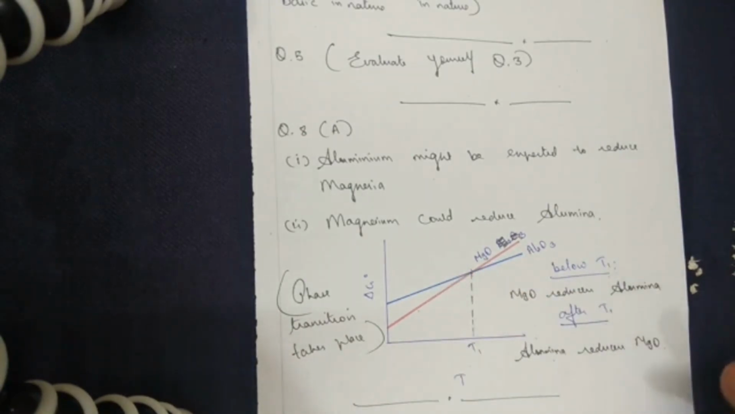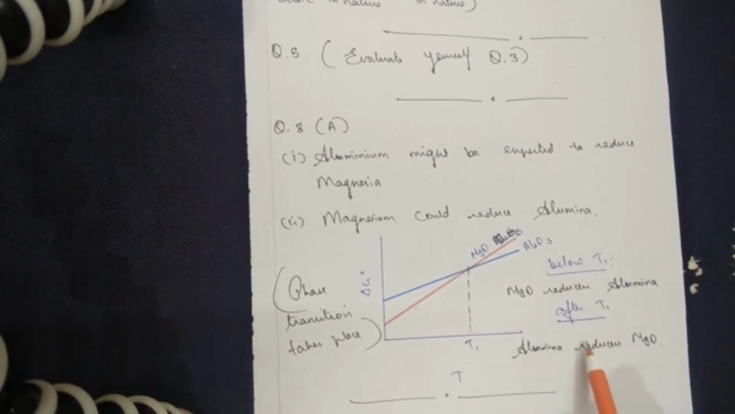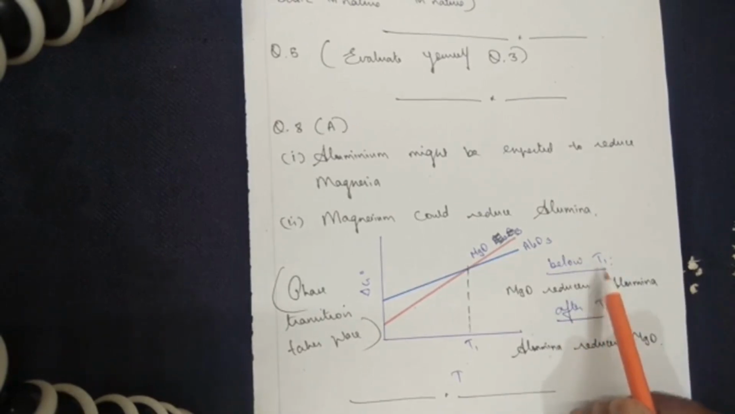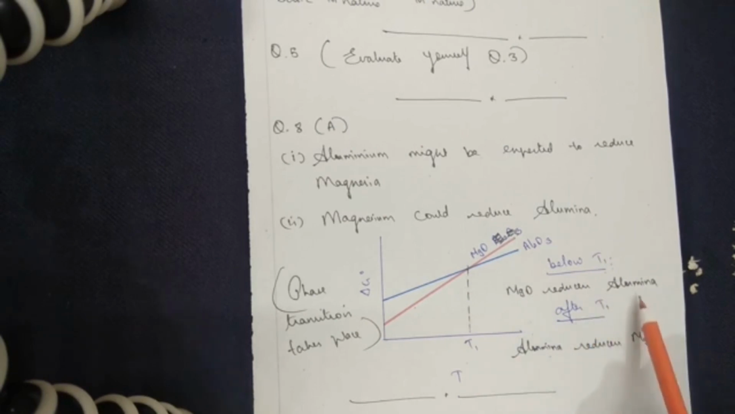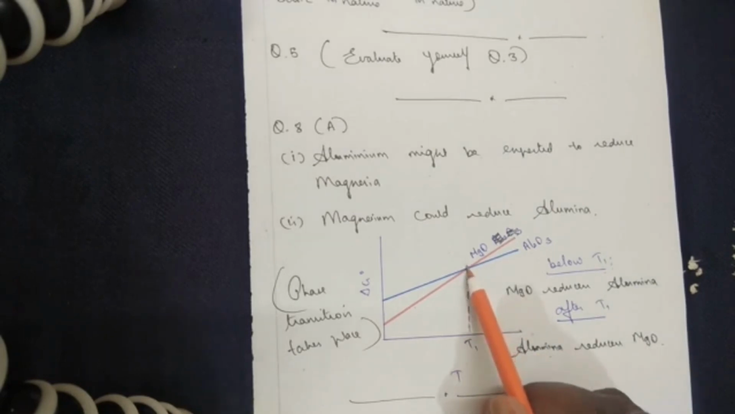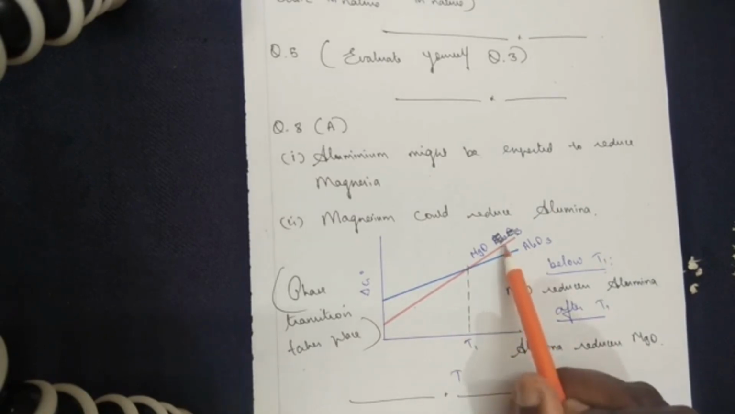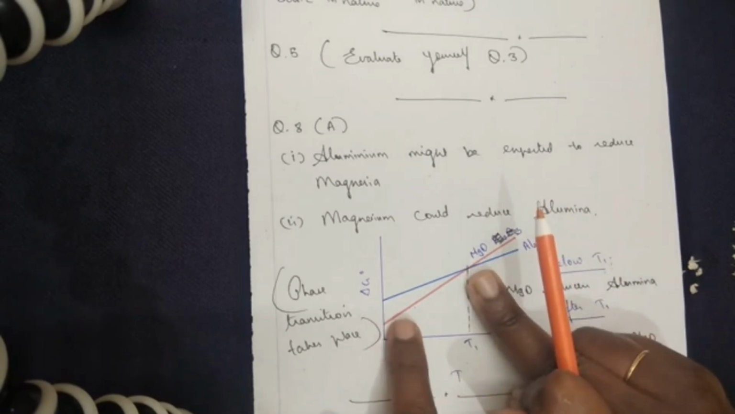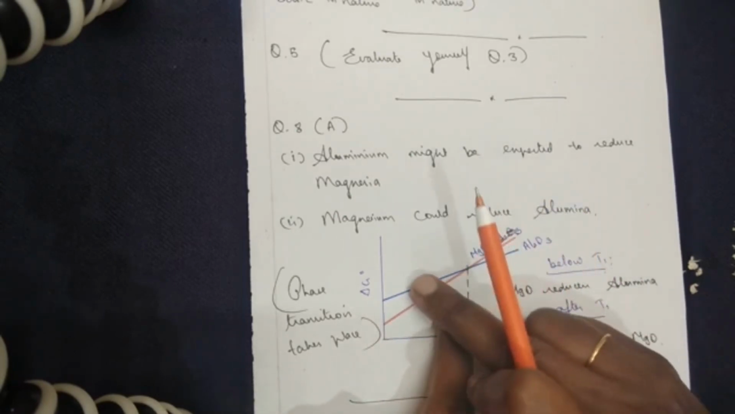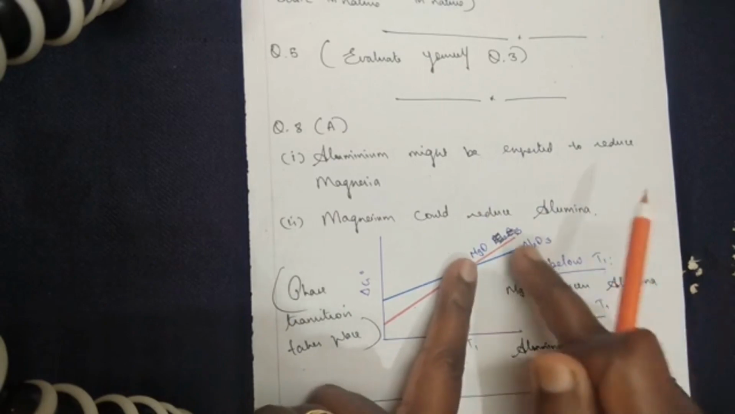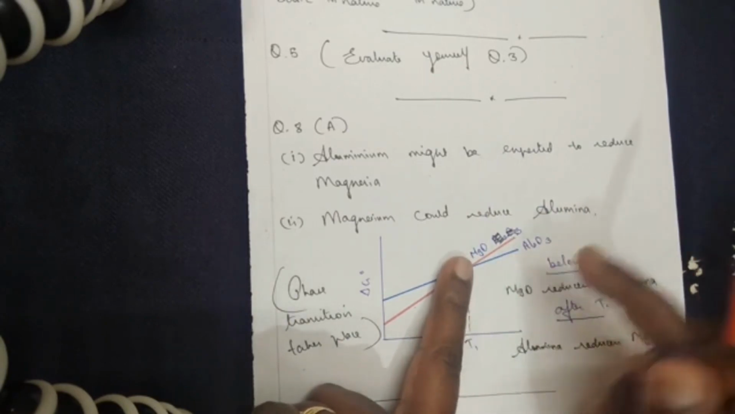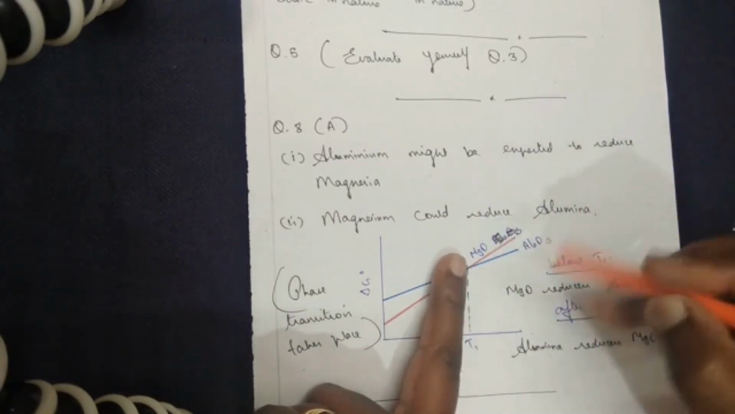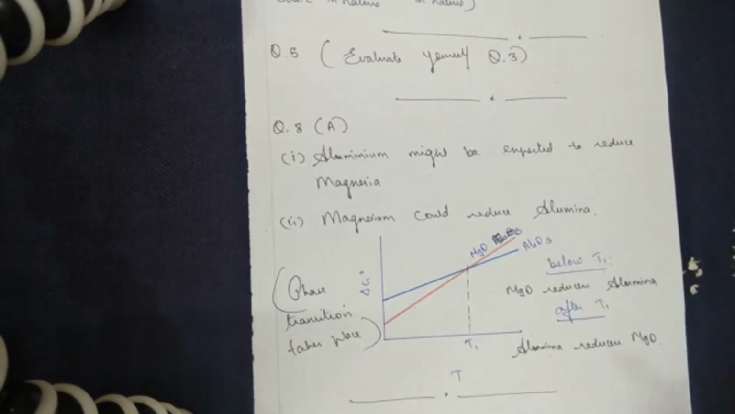I'm explaining. When it comes to the exam point of view, these are the words you have to write down. Below T1, magnesium oxide reduces alumina. Please remember the lower graph. After T1, alumina reduces magnesium oxide. Again, there are 2 lines for you, blue and red color. Here, the red color line is below, so you are writing magnesium reduces alumina. When you look at here, the blue color line is below, so you are writing magnesium is reduced by alumina. That is, aluminium reduces magnesium.